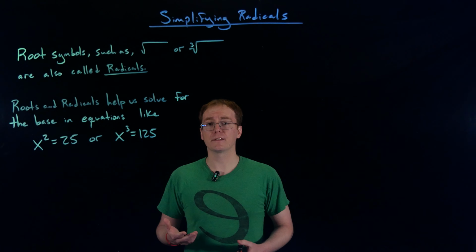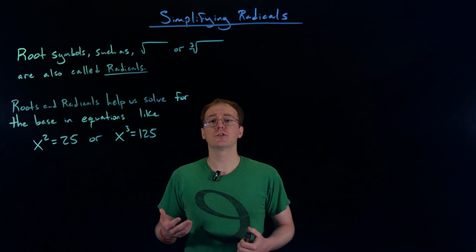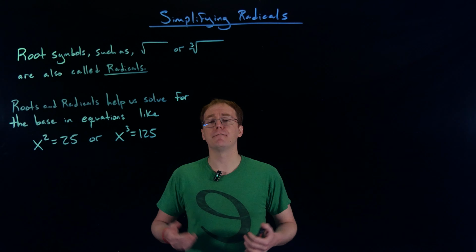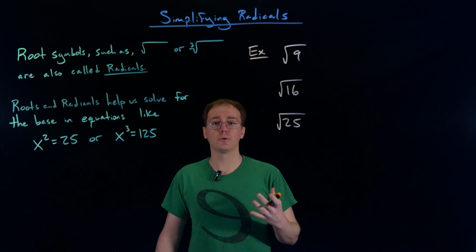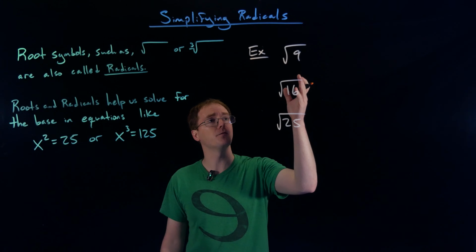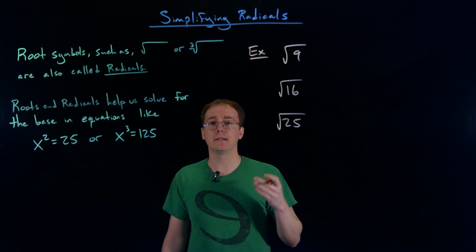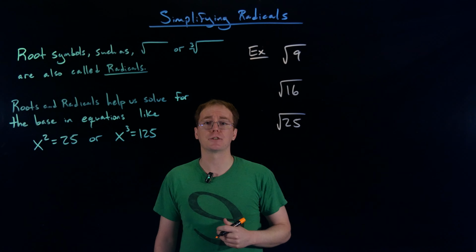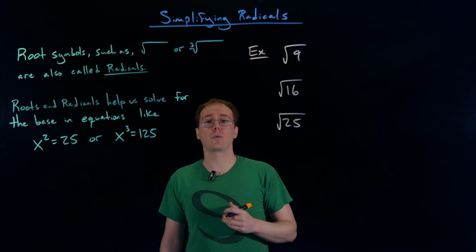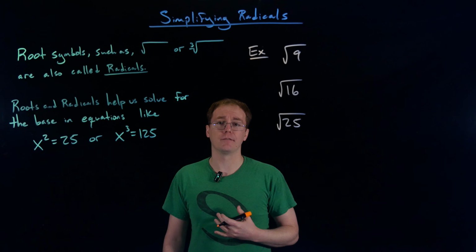So let's go ahead and look at some quick examples using this root and radical notation. Let's make sure that we know what this notation is asking of us, and also that we know how to check our answers when we evaluate this notation. For example, let's look at some simple square roots. Here we have the square root of 9, the square root of 16, as well as the square root of 25, and we want to evaluate these three expressions. So what is the square root of 9? What is that asking of us?